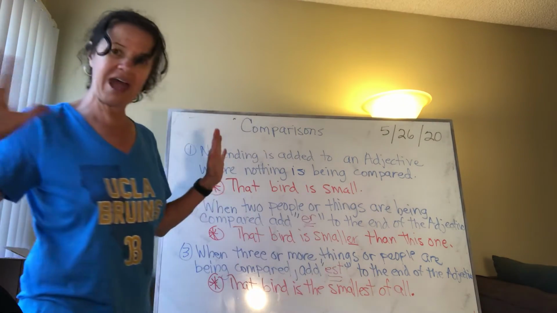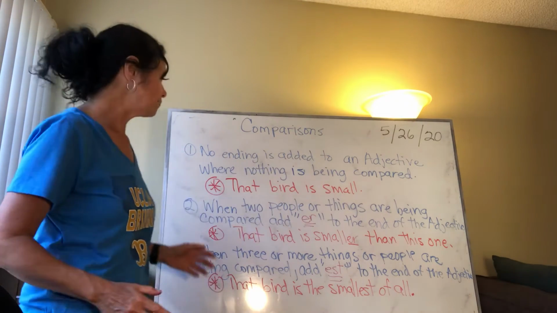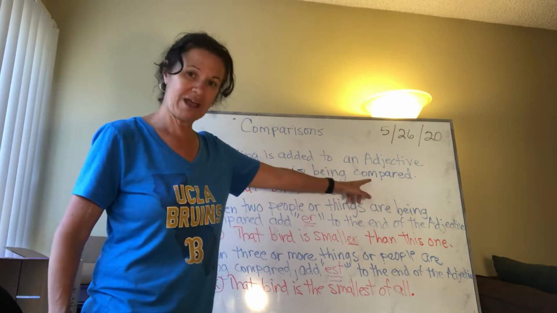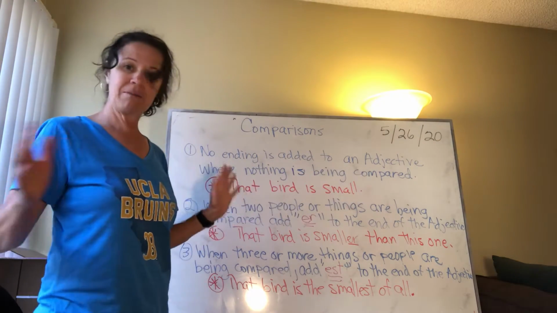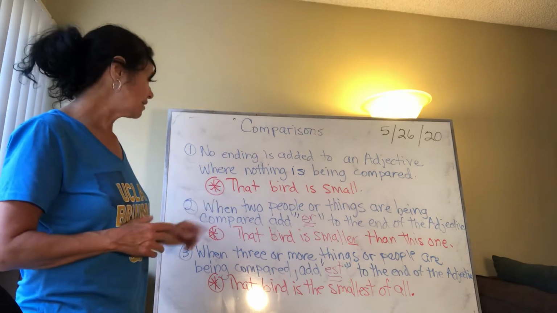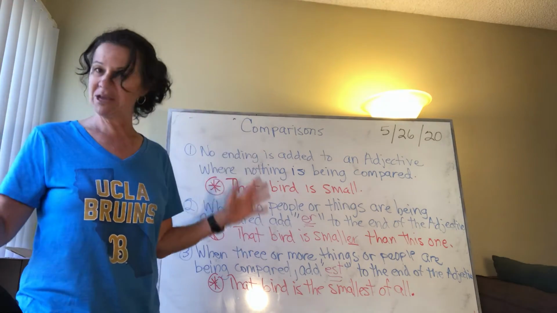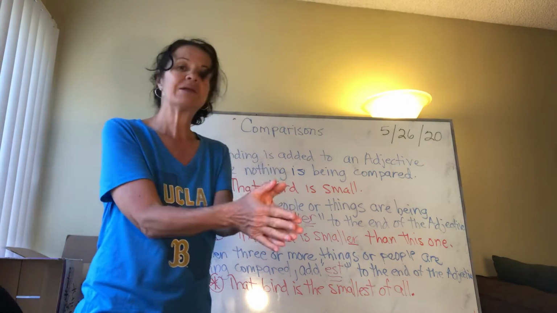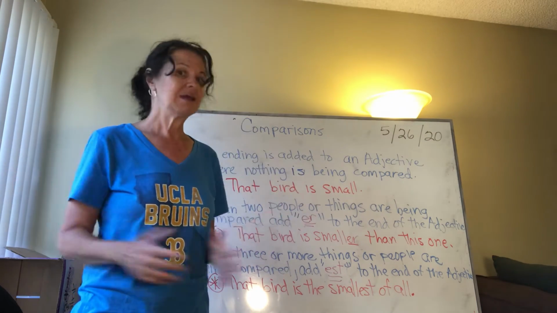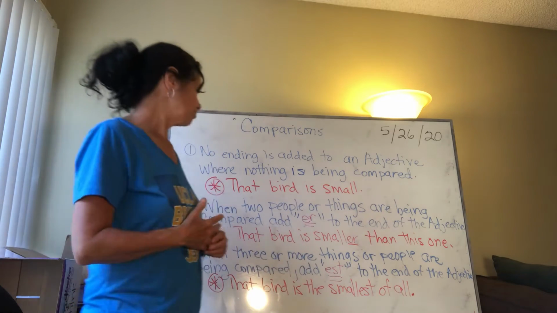So you just leave the adjective the way it is, like we did with the bird. I am tall. I'm going to read this again. No ending is added to an adjective when nothing is being compared. For example, I've put an asterisk here to highlight this. That bird is small, period. It's not being compared to anything. It's just giving a statement about that bird. That bird is small. Done. It's not comparing the bird to another bird or three or more other birds.